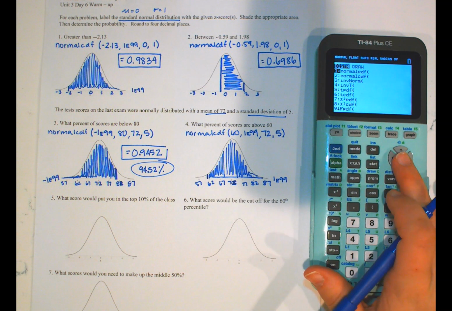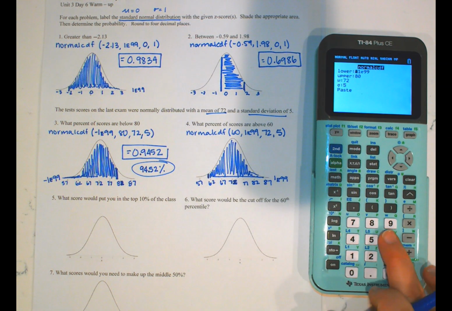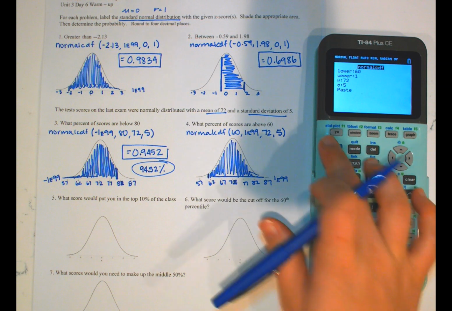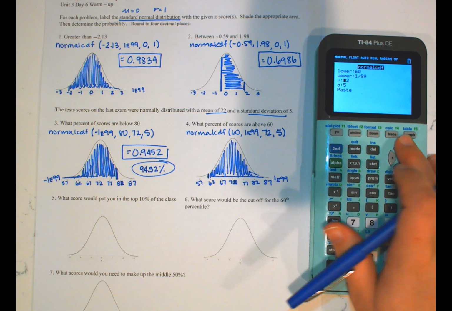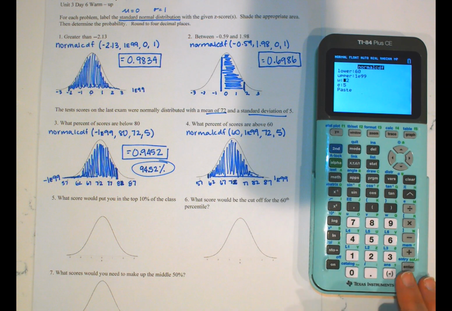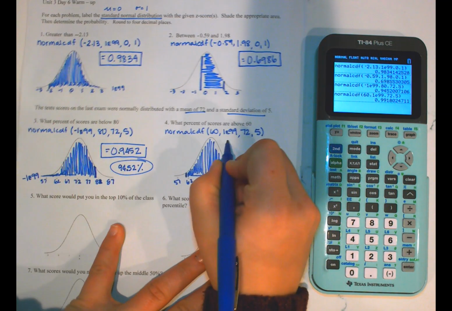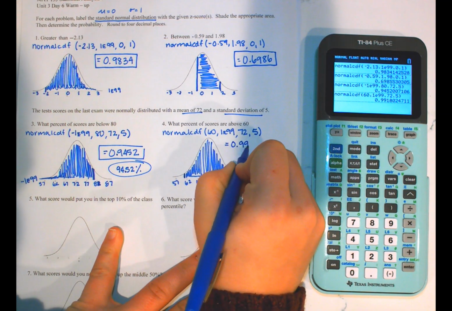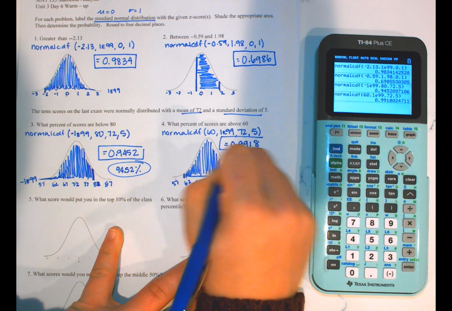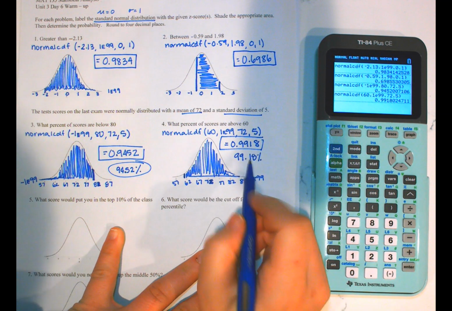Second vars, go to normal CDF. My lower bound is 60. My upper bound is 1e to the 99. Oops, that's not right. 1e to the 99. My mean is 72. My standard deviation is 5. So then I end up with 0.9918, which if you want to turn into a percent would be 99.18%.